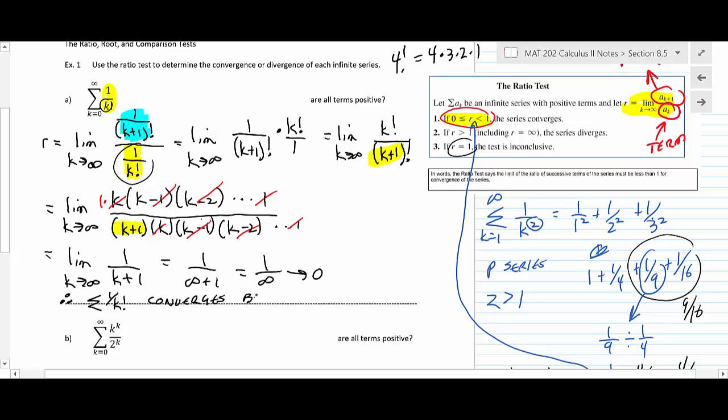So you say converges by the ratio test. That's the way I always want to write your conclusion. Like if you were doing a test, you would need to write, therefore it converges by the ratio test, and then your work up here would be showing that you're using the ratio test.